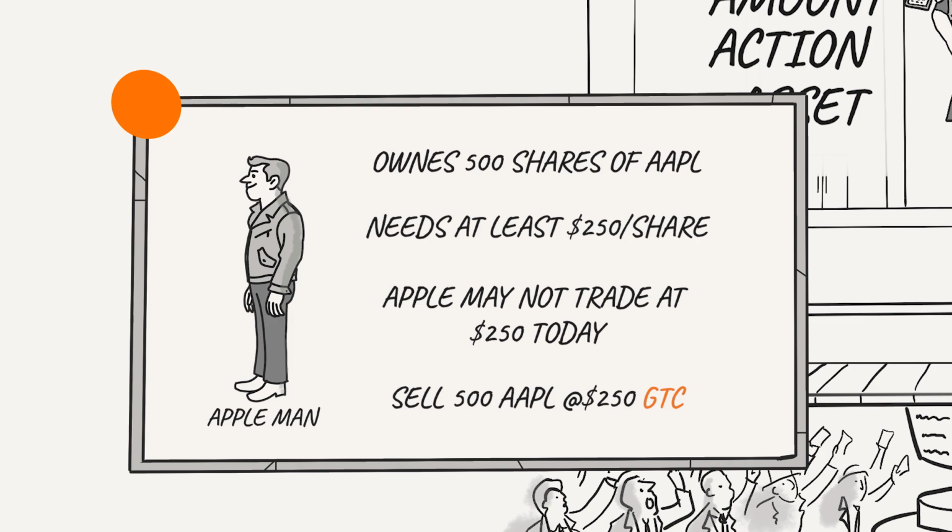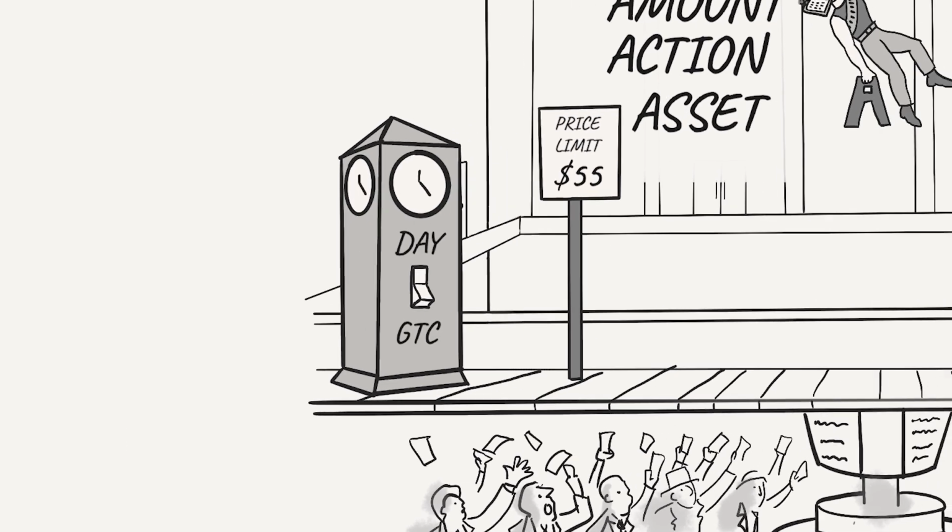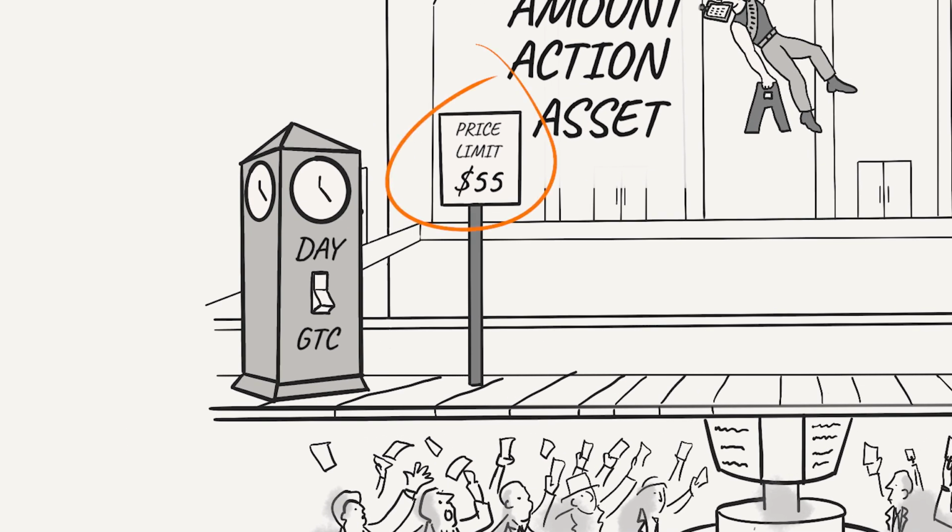But wait, we've got a second instruction, right? We need to let the trader know that we're not willing to sell for less than $250. This would be referred to as a limit order, which is represented by a speed limit sign. It's the client saying the limit at which I'm willing to sell is $250.